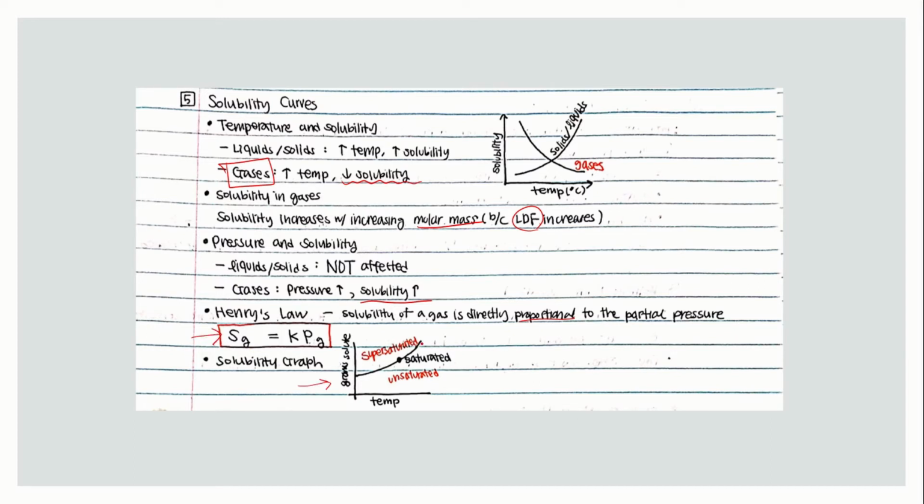So if you're above the solubility curve, you're supersaturated because you have more than the maximum amount of solutes that the solution can hold. If you're on the curve, you're saturated. You have the exact maximum amount of solutes. And if you're under the curve, you're unsaturated, which means that you can have more solutes than you have present.